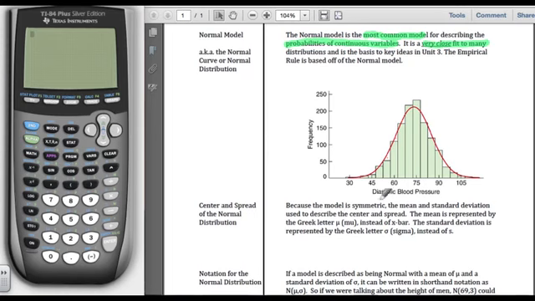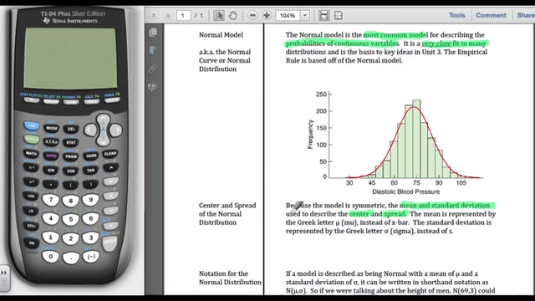Because this model is symmetric, the mean and standard deviation are preferred for the center and spread. The mean is the center, so I can see, well, the mean here, the average is somewhere just below 75, and I could calculate the spread, the standard deviation, if I had the data.